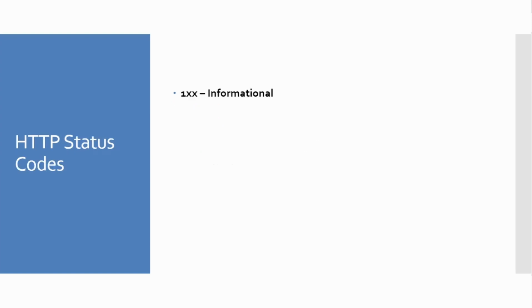Next, we have the different HTTP status codes that show within the response. These have different meanings depending on the first number that they start with. The ones that start with number 1 are informational. The ones that start with number 2 are for success. The most common one is the 200 OK, which is for a successful request.